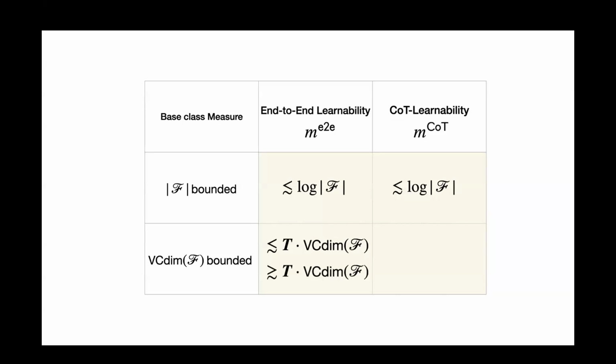Unfortunately, this is also tight in the worst case: there exists a time-invariant autoregressive base class. This is a worst-case result that there exists some base class for which you have to pay this much. This is disappointing, but this is still about end-to-end learnability, where I keep the entire chain of thought hidden from you. What if you observe the chain of thought?